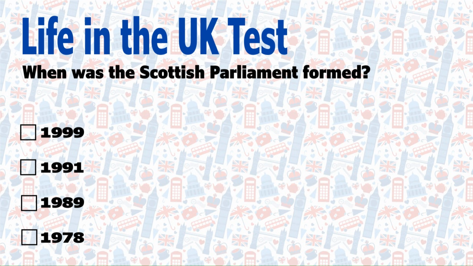When was the Scottish Parliament formed? In 1999. In 1991. In 1989. In 1978. In 1999. Since 1997, some powers have been devolved from the central government to give people in Wales, Scotland, and Northern Ireland more control over matters that directly affect them. There has been a Welsh Assembly and a Scottish Parliament since 1999.